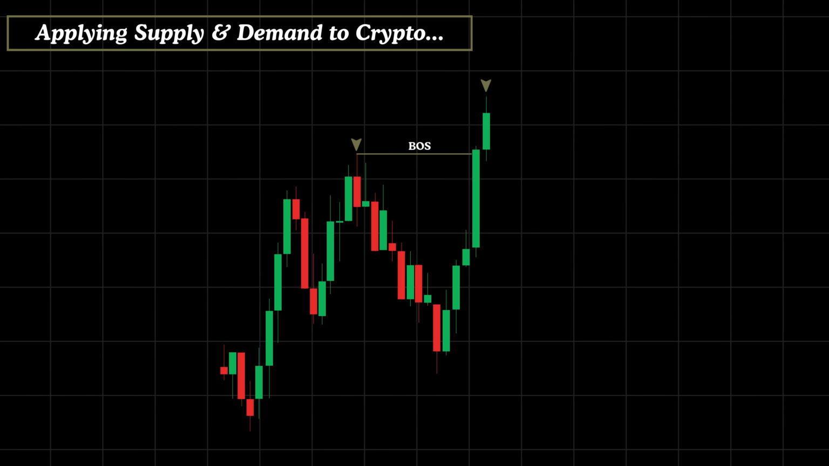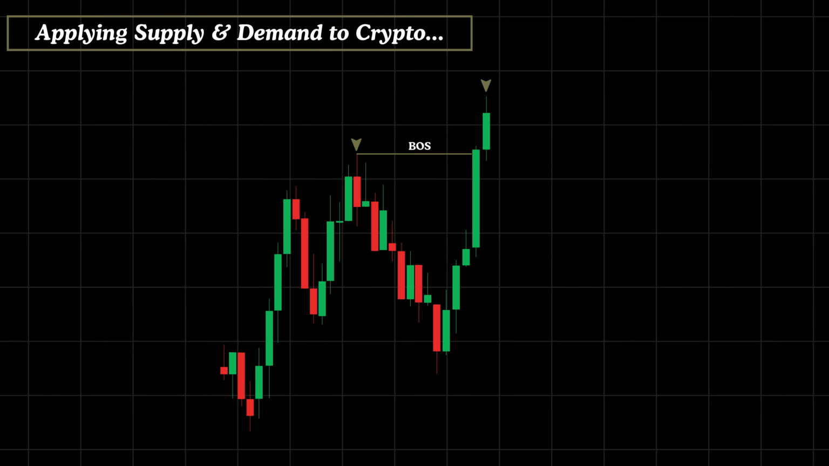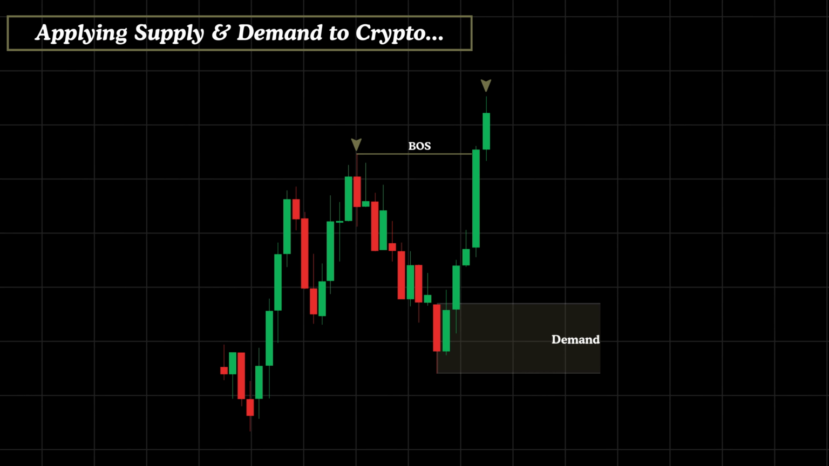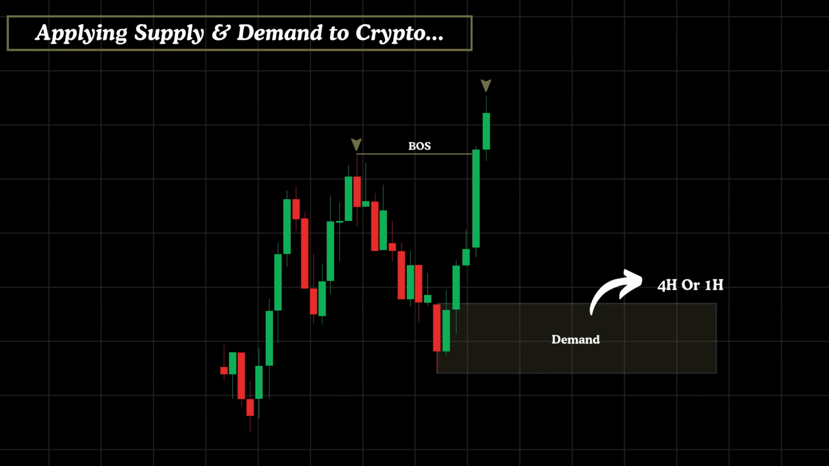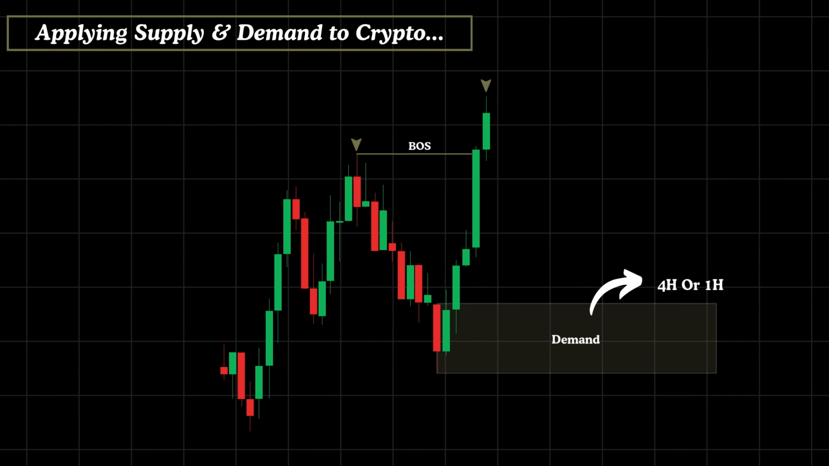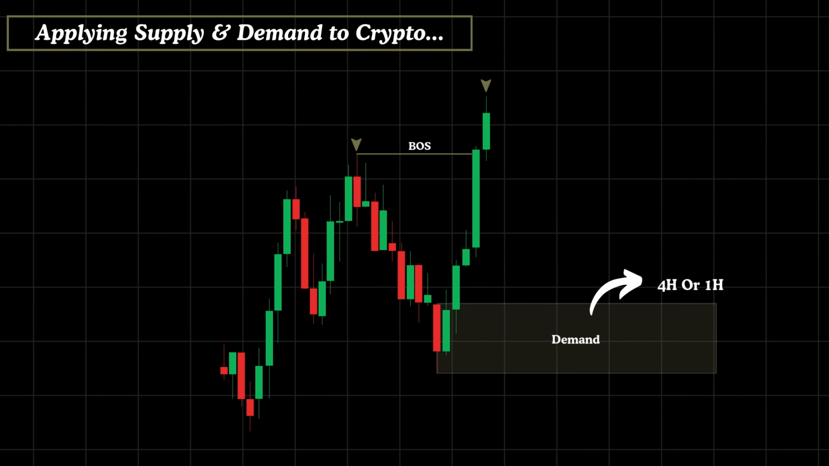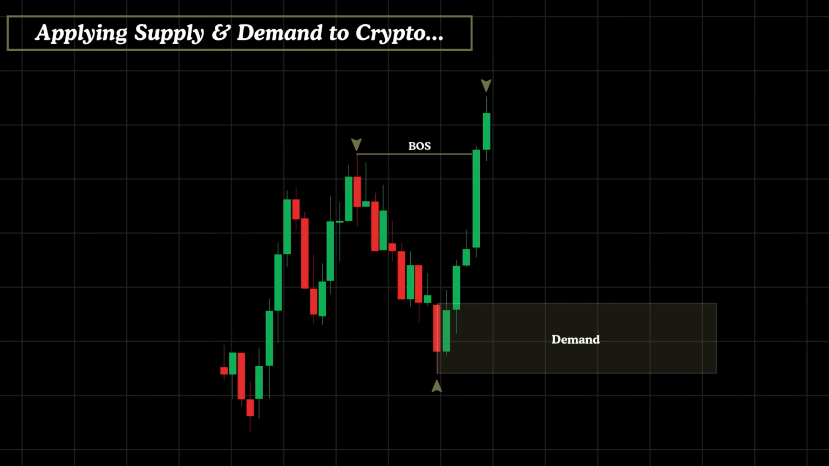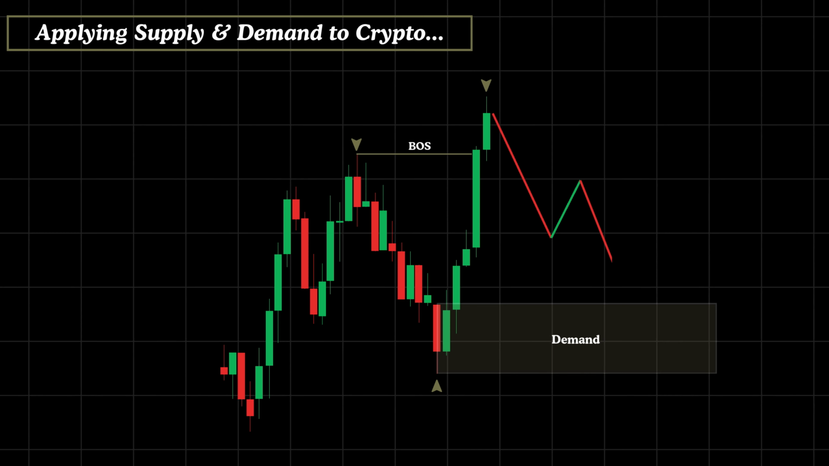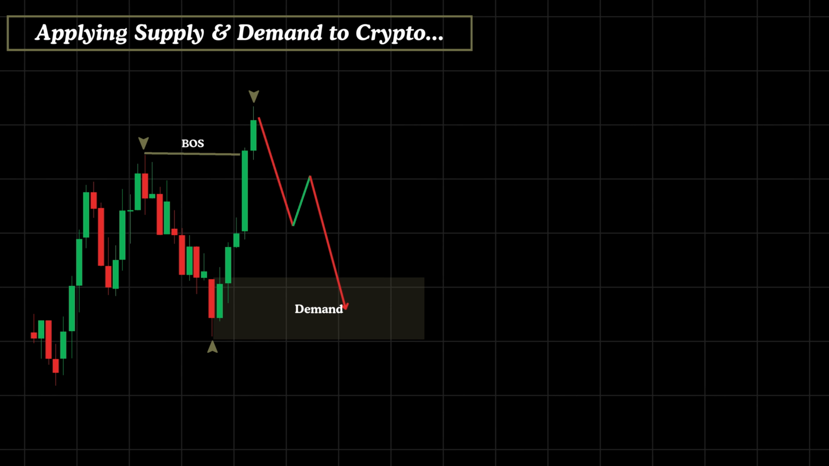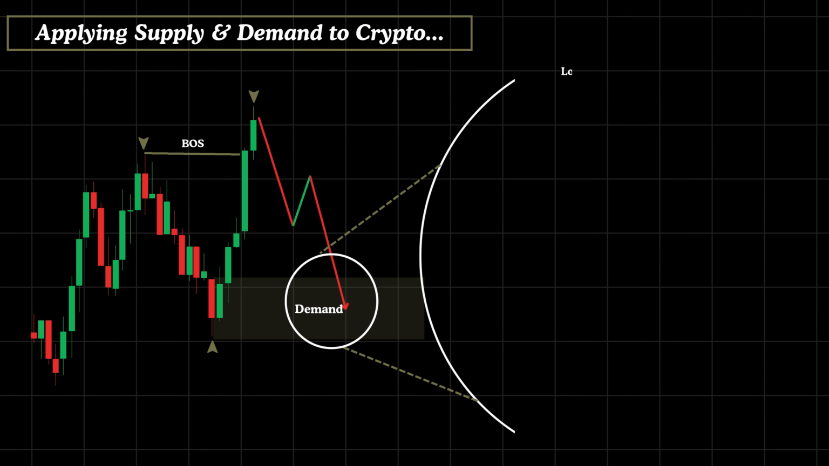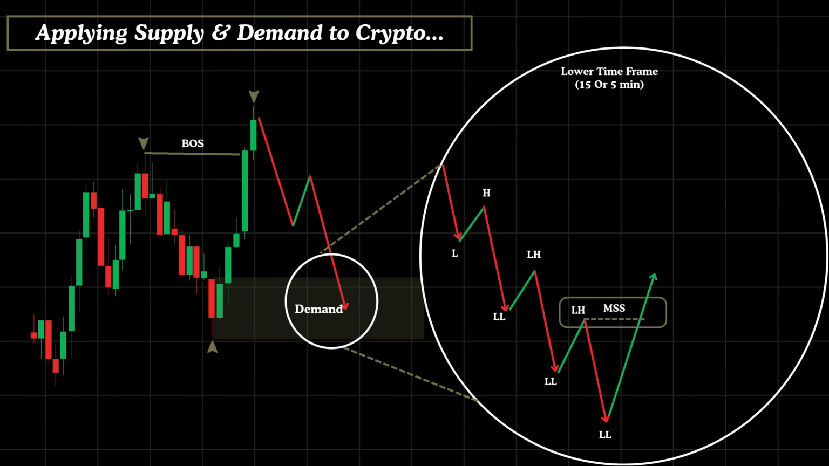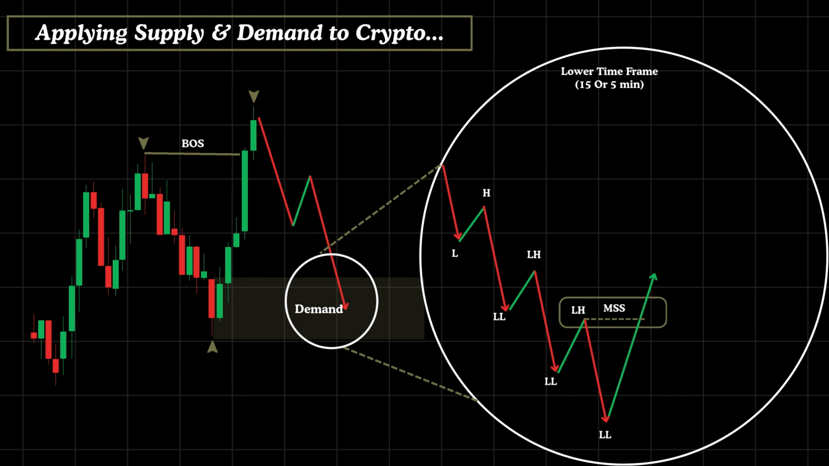Suppose we're in a bullish environment with price trending upward. In that scenario, our focus remains on buying opportunities. Step 1 is to locate the most recent unmitigated demand zone on the 4-hour or 1-hour chart. Remember, in crypto, supply and demand zones on the 4-hour and 1-hour timeframes tend to hold stronger and are respected more often by price. After identifying the higher timeframe demand zone, the next step is to wait for price to revisit that zone. Once it does, we zoom into a lower timeframe such as the 5-minute or 15-minute chart, looking for early signs of reversal. This could be a market structure shift or a clear change of character. That's your first layer of confirmation.